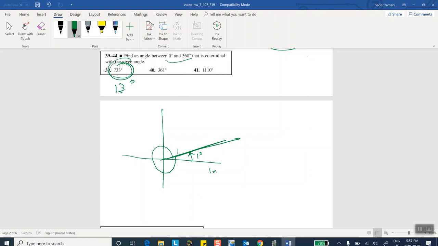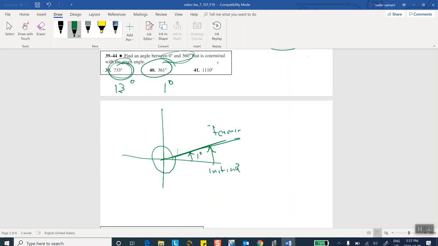This is the initial side. This is the terminal side. And I have displayed for you 361 degrees. Now, if you want something coterminal between 0 and 360, it's going to be right there, this angle. So the answer to this is simply 1 degree.